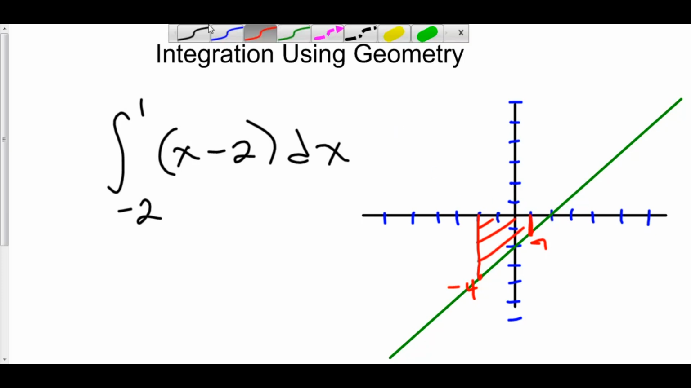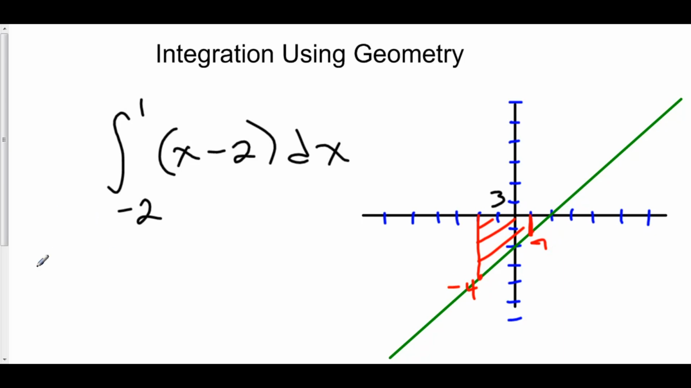A trapezoid whose base goes from -2 to +1. That's a base of 3, because we're from -2 to +1. Our first length is -4, and our second length is -1.